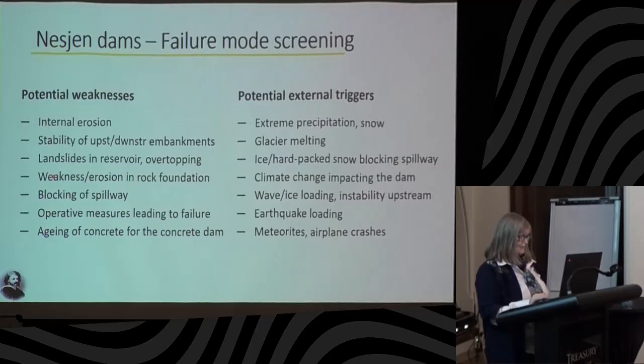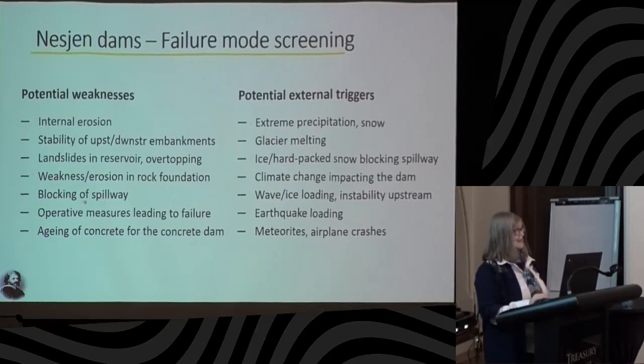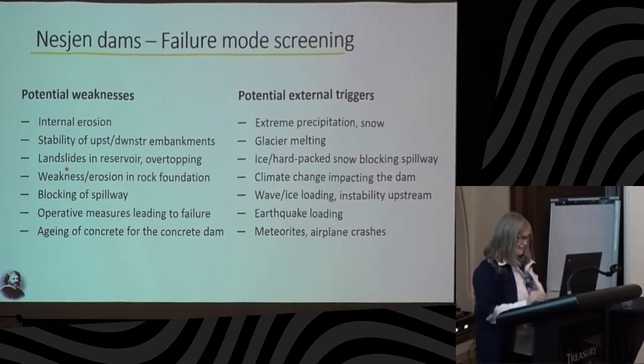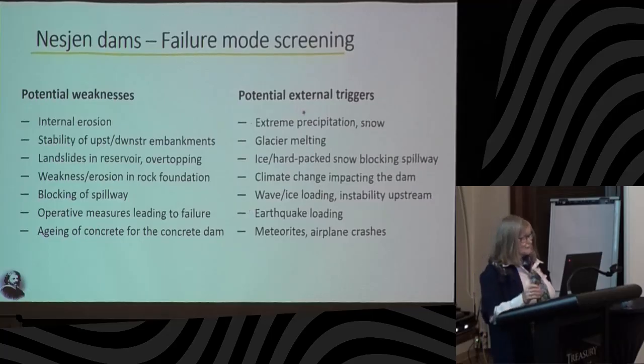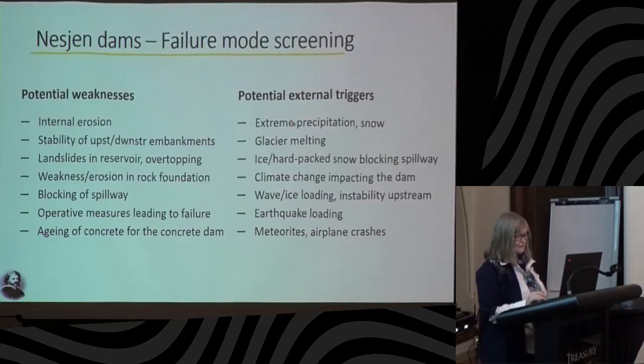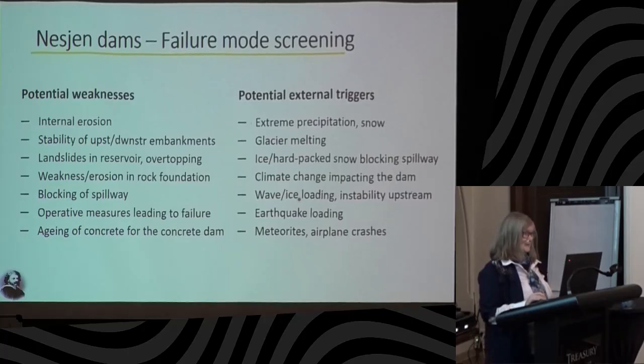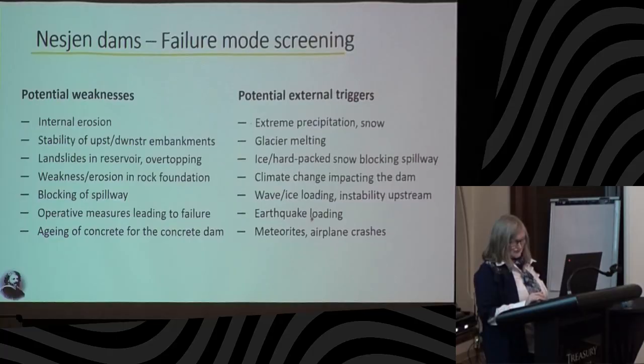And you look at the weaknesses in the dam, like internal erosion, landslide in the reservoir, if there's a mountain out there that might create a flood wave, blocking of the spillway, operation, people not doing their job correctly, aging of concrete. And there can be external triggers from precipitation, glacier melting in Norway, hard packed snow blocking the spillway. Climate change has to be accounted for one way or the other. In Norway we have the problem of ice loading, and then earthquake loading and such.